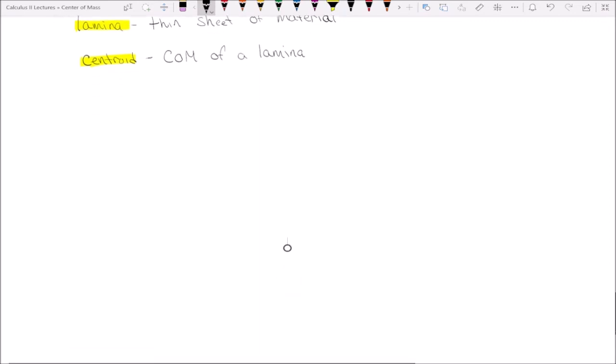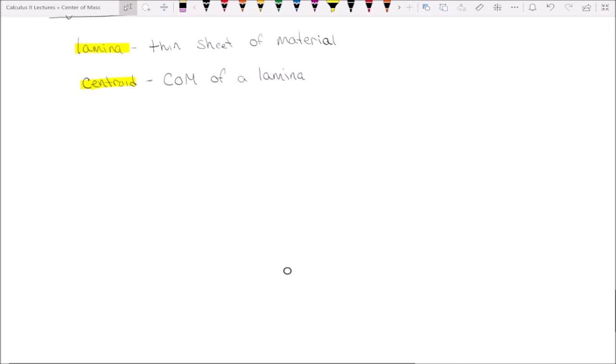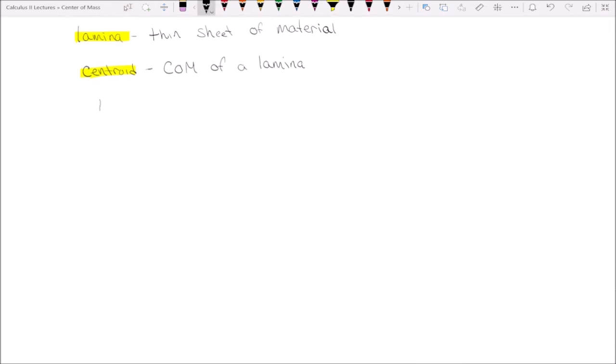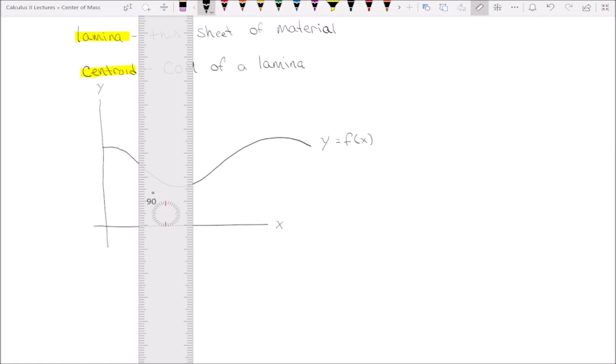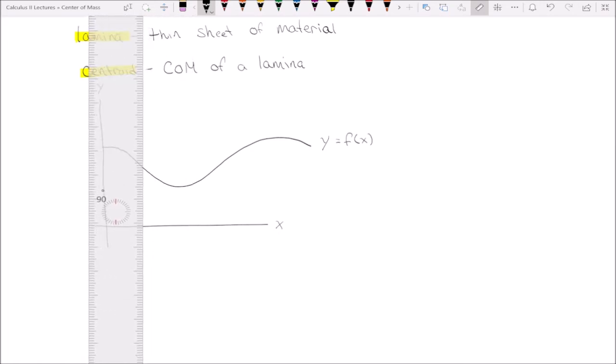So let's now look at a lamina. So there's our coordinate axis. Let's say there is our function y equals f of x. So for the region, let's say it is this.